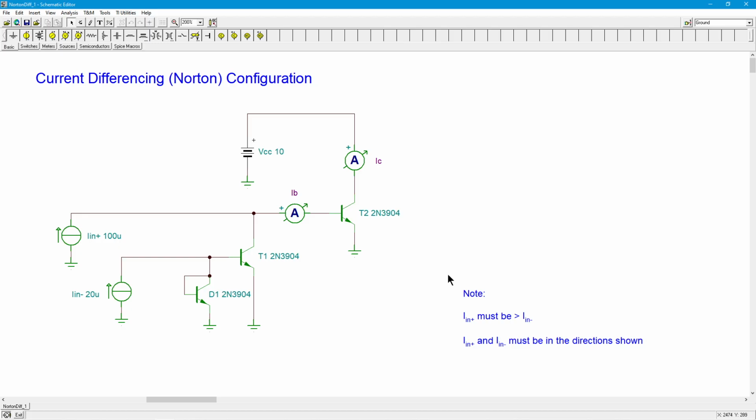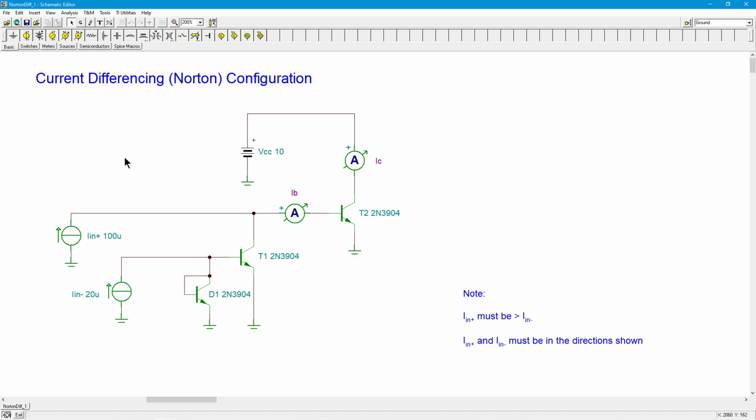A couple of little caveats. I put a note over here. The way this is configured, In plus has to be bigger than In minus. If these were swapped, in other words, if this was 20 mics and this was 100, subtracting that would give you a negative current. That's not going to work, because now you'd be pulling current out of the base of T2. Forget about it. These current directions have to be in the direction shown. In plus and In minus have to be going into the two inputs. You can't have negatives out here. So, in the case of the 3900, I mentioned earlier that these things are normally set up for a single polarity power supply. That's why.